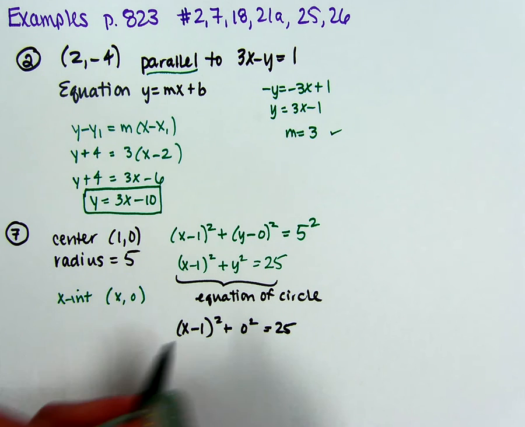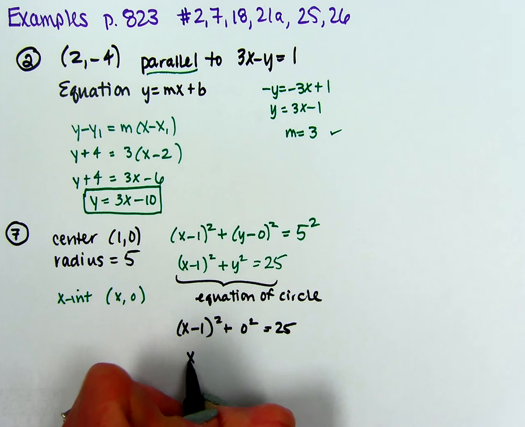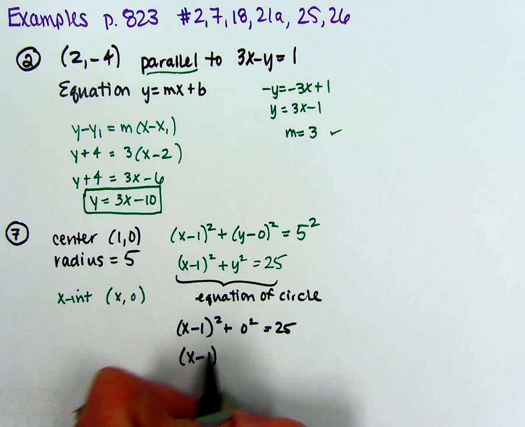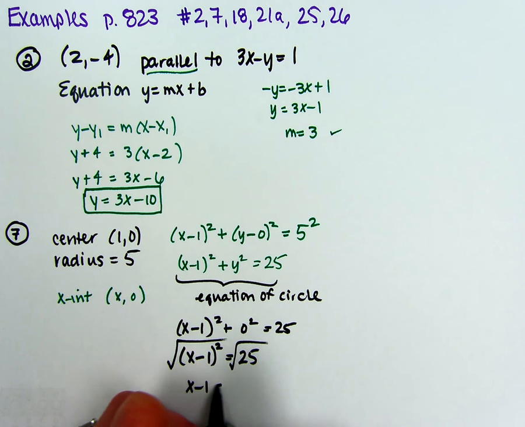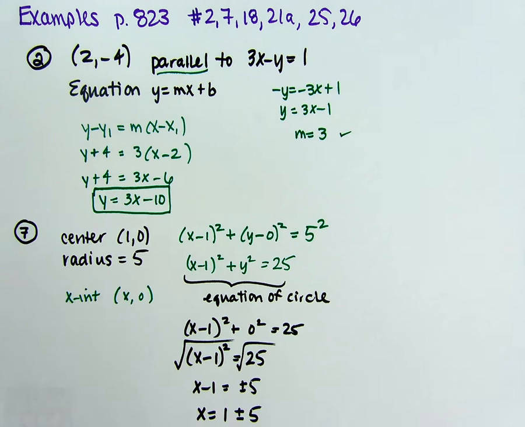So, well, we could complete the square. No, we could take the square root. That's what I mean to say. If I take the square root, I get x minus 1 equals plus or minus 5. So I get either 1 plus 5 or 1 minus 5, which means I get 6 or -4. All right, so I have 2 x-intercepts. So one x-intercept is at 6, and the other one is at -4.